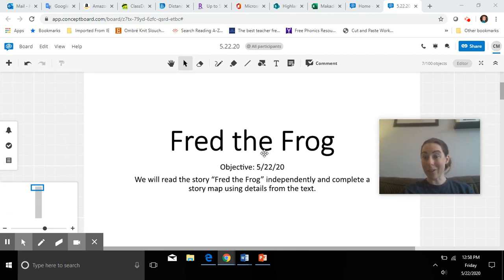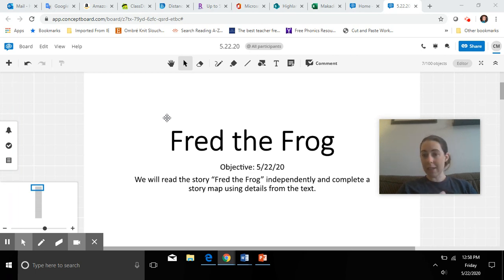Let's talk about what we're going to do today. We are going to be reading a story. It is a short story. And then when we're done, we're going to try to fill out a story map. So we'll be identifying or finding the characters, the setting, and the events in the story.